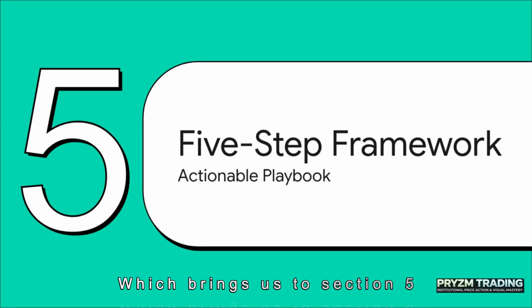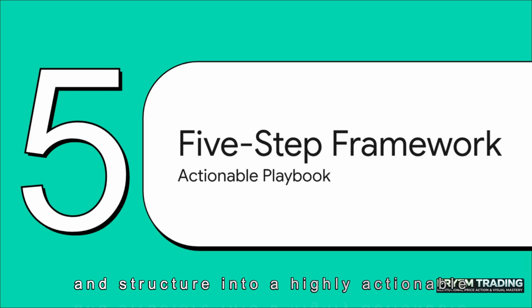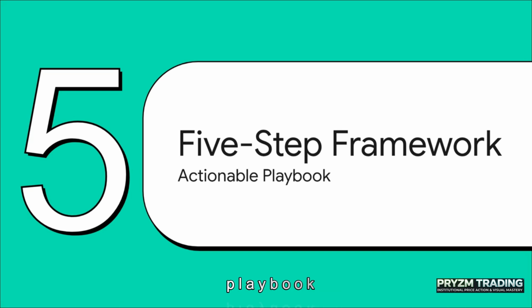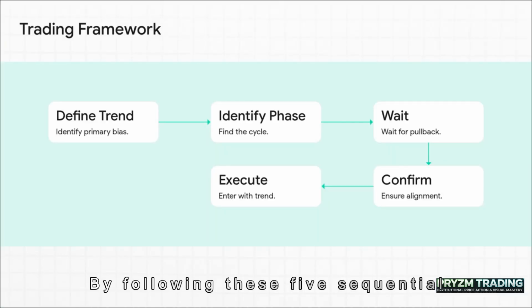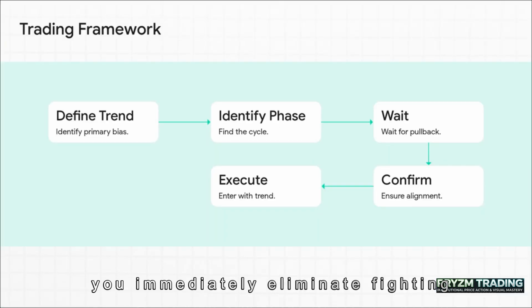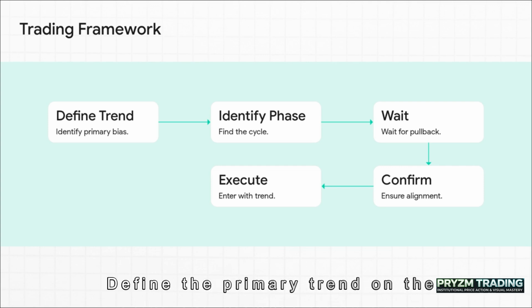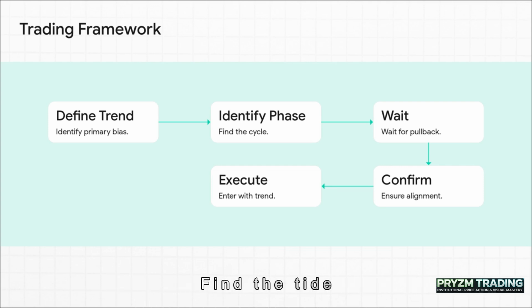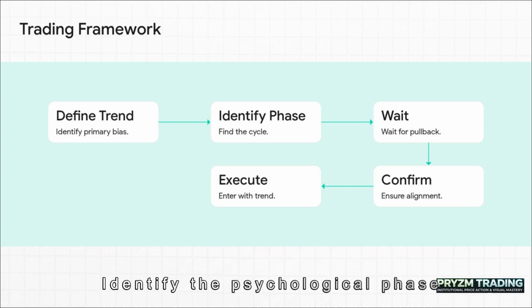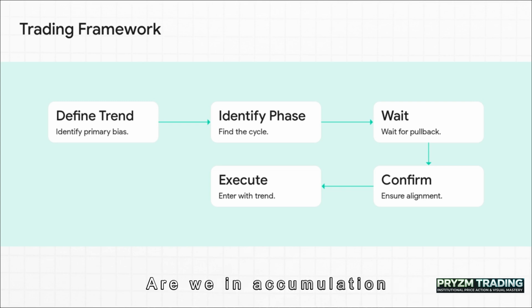Which brings us to Section 5, the 5-step trading framework. Let's compress all this psychology and structure into a highly actionable playbook. By following these 5 sequential steps, you immediately eliminate fighting the primary trend. Step 1. Define the primary trend on the weekly or daily chart. Find the tide. Step 2. Identify the psychological phase. Are we in accumulation, participation, or distribution?